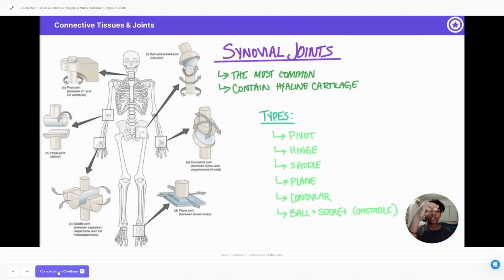So you can have both flexion and extension, you can have a side-to-side movement which is abduction and adduction, and you can also have a circular movement here that a lot of our other joints can't really do. And lastly, we have the ball and socket joint. Now, this is arguably the most flexible joint in your body, but it's also the most unstable.